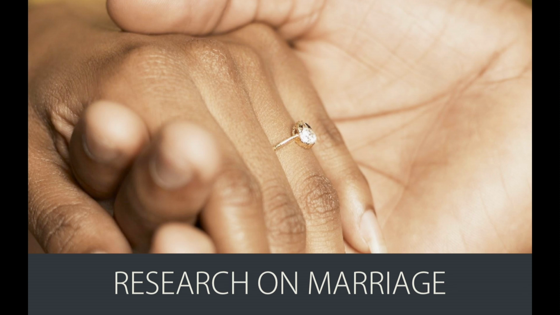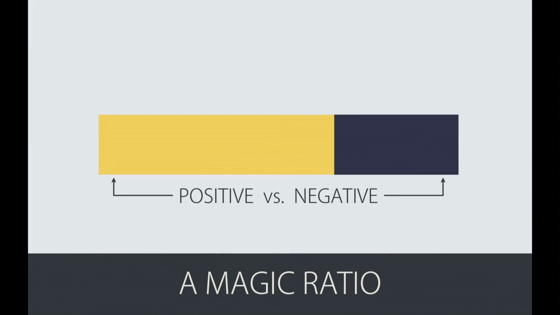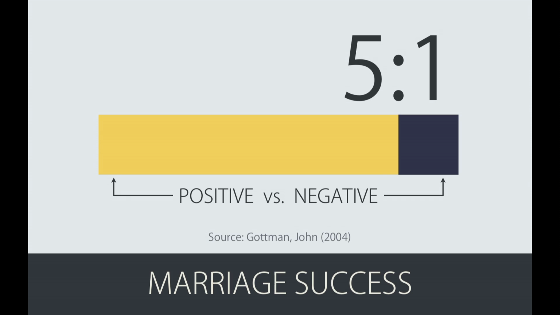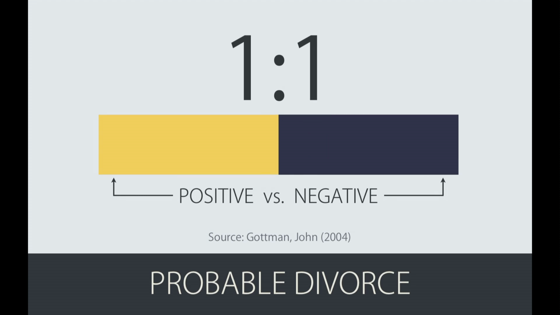His predictions were based on a simple formula, and he checked back 10 years later to see whether he was right. The formula was the ratio of positive to negative emotions. He predicted that a marriage is heading toward a good outcome when that ratio is close to 5:1. And he predicted that a marriage is heading toward divorce when that ratio is closer to 1:1.